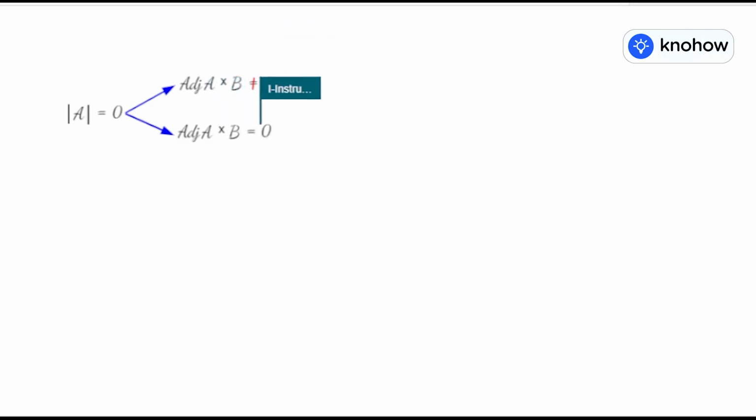So at this stage, you should know there are 2 possibilities, and you have to work out adjoint A. First we find adjoint A multiplied by B. In case it is not equal to 0, then it will be inconsistent. And in case the product of adjoint A into B is 0, it will be consistent with many solutions. The first case is inconsistent, second case it will be consistent. So that we'll decide later. Let us first work out the value of adjoint A.